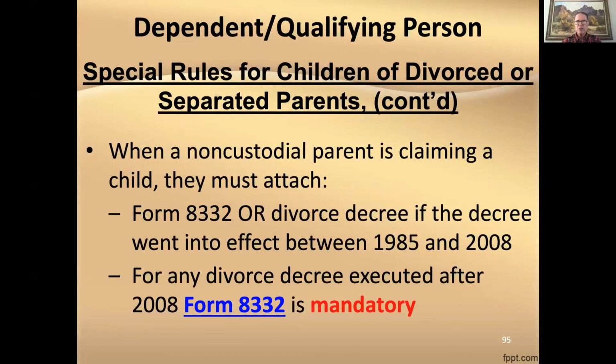So when a non-custodial parent is claiming a child, they're going to have to attach their Form 8332 or their divorce decree if it's between 1985 and 2008. And for any divorce decree executed after 2008, it's mandatory. I should also point out one of the things that, well, we don't run into. At least I haven't run into it yet.